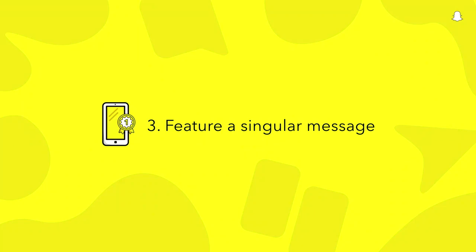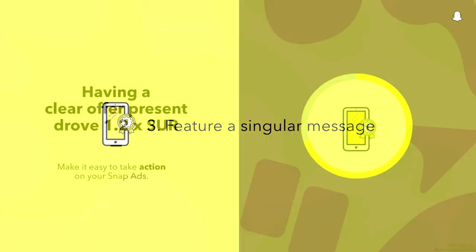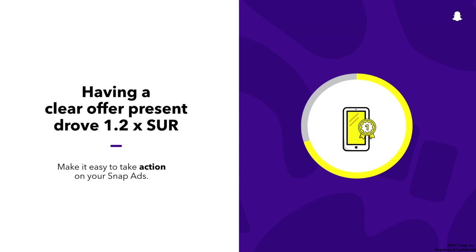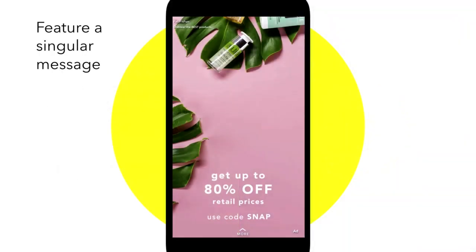The third golden rule is to feature a singular message. Creative that features a clear offer early on can help drive action. Here's a great example.